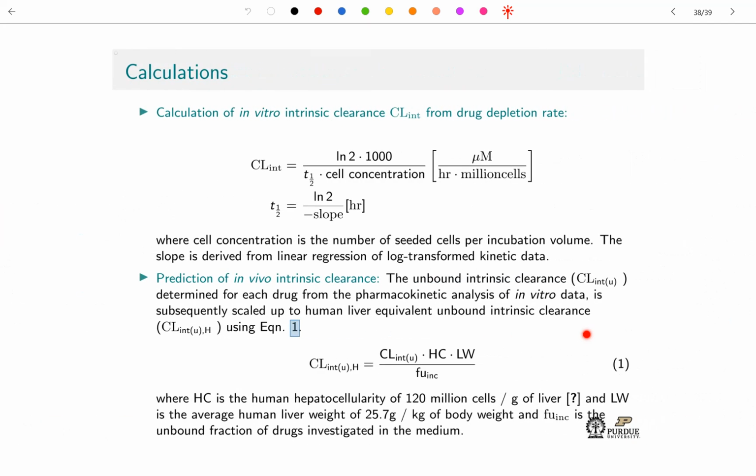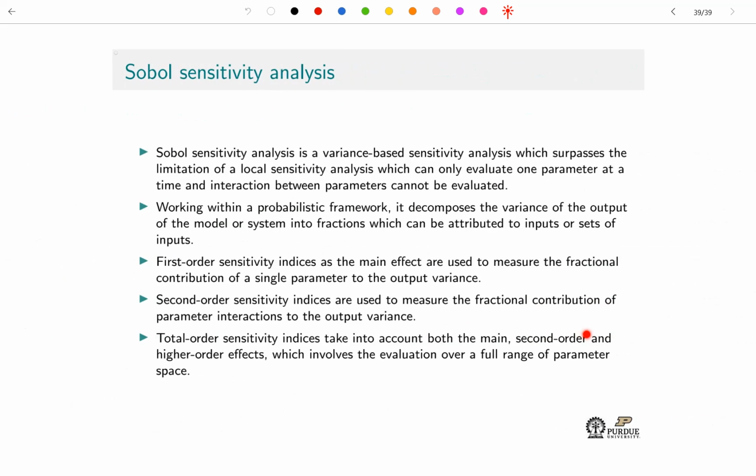And here are a few extra slides for calculation. So in vitro to in vivo extrapolation using liver weight and hepatocellularity. Also, I have a slide on Sobol sensitivity analysis, which is a global sensitivity analysis that we have used.